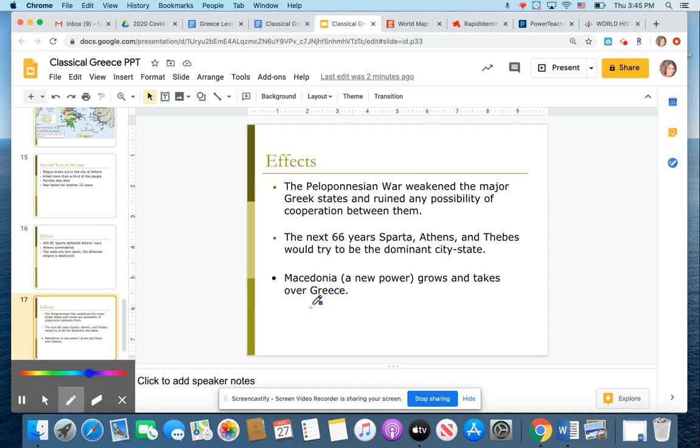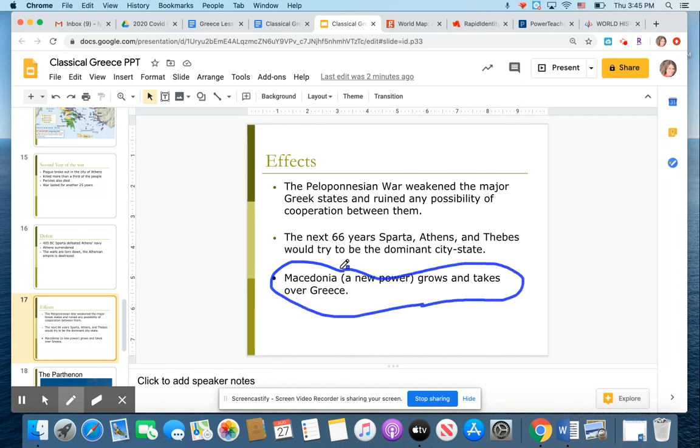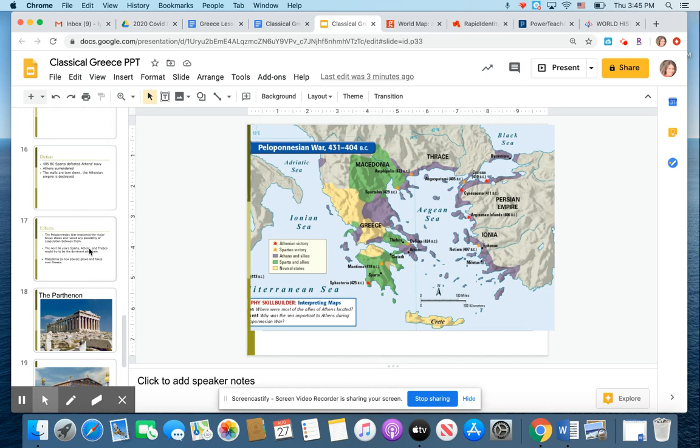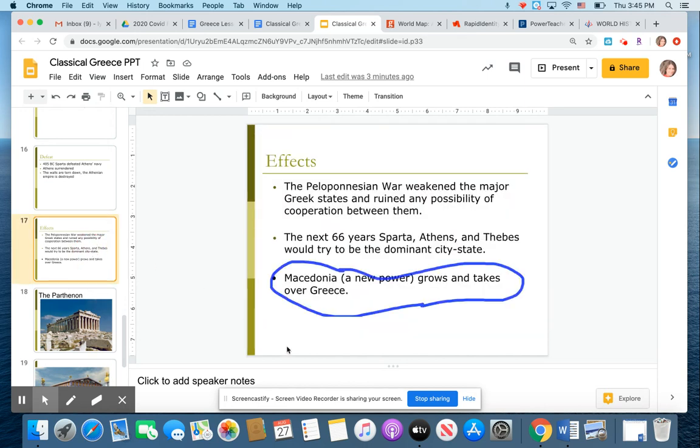But somebody else was. And that is the power of Macedonia. Macedonia was a northern, very rural, here they are up here, not organized group of people. And they were kind of seen as like hillbillies by the Athenians. They did not think that they were anyone to be scared of. And they pay attention when the Greek world is torn apart because of the Peloponnesian War. And they see it as their opportunity to swoop in and take over.